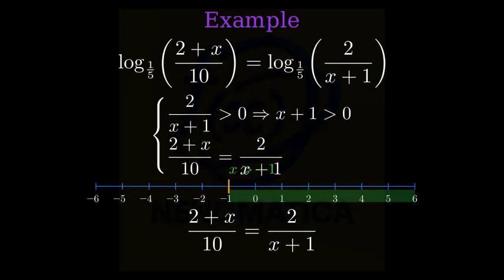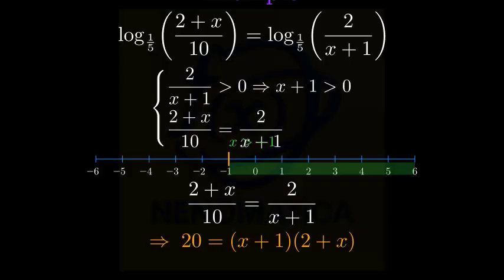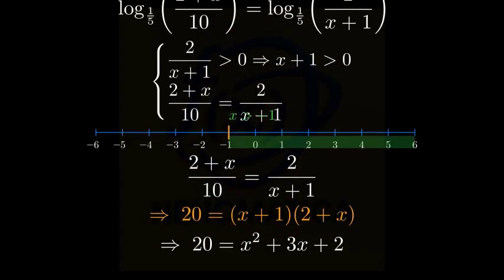Step 3. Cross multiply 10 with 2 and multiply x plus 1 with 2 plus x. This yields 20 equals the product x plus 1 times 2 plus x. Step 4. Expand the product using distribution. We obtain 20 equals x squared plus 3x plus 2. Step 5. Subtract 20 from both sides to write a standard quadratic.